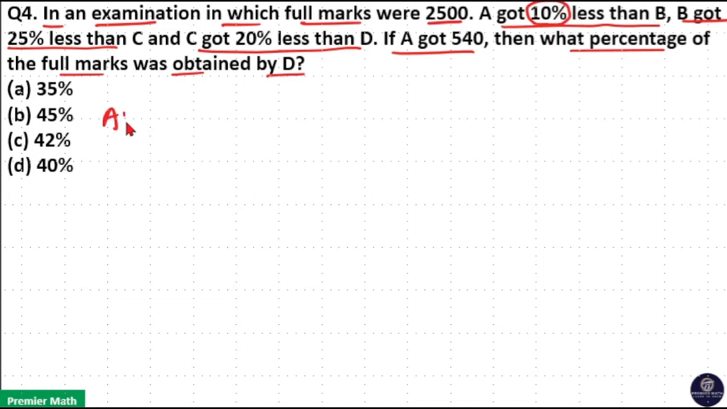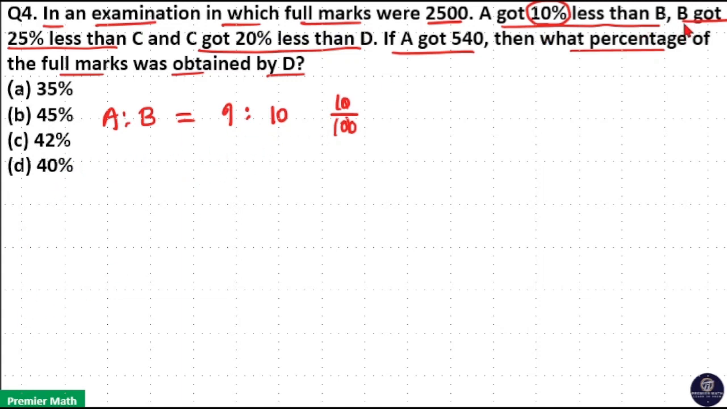That means A is to B ratio will be, here 10% less than means 10% is 10 by 100, which is equal to 1 by 10. So if B got 10 marks, then A got 1 less than 10, that is 9. So 9 is to 10 is the ratio of A and B.